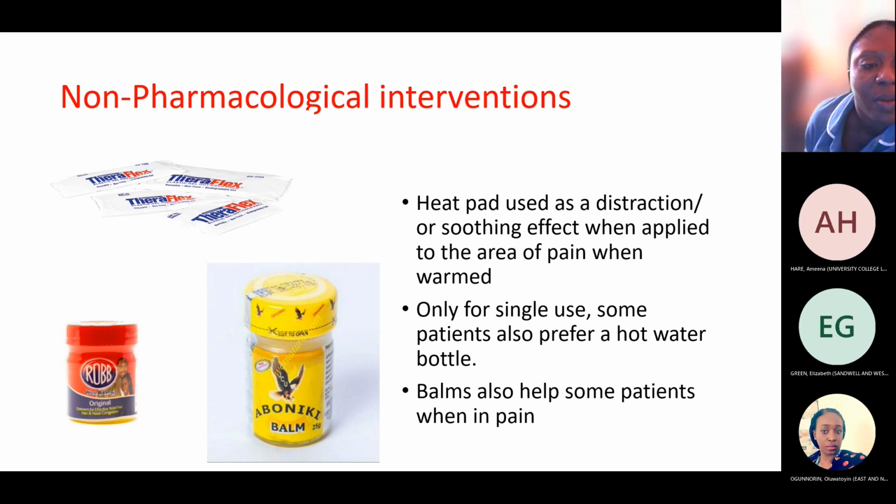I would encourage that when we are on shift with our patients, we ask them, what other things do you feel help you with your pain? Apart from medication, we can give them a heat pad as well. Some of them may also listen to music.